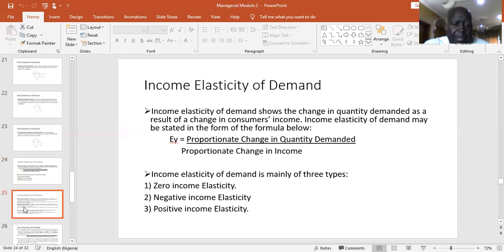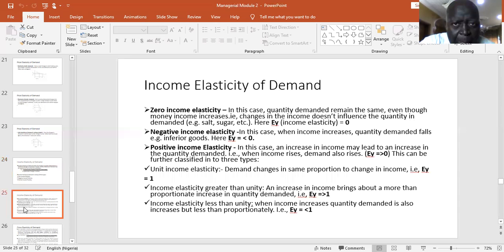Now, in the case of zero income elasticity, quantity demanded remains the same even though money income increases. Simple. There's no change. People don't spend more money because they have earned more money. Then the negative income elasticity: in this case, when income increases, quantity demanded falls, for example inferior goods. We have spoken of inferior goods. People will demand less as their income increases.